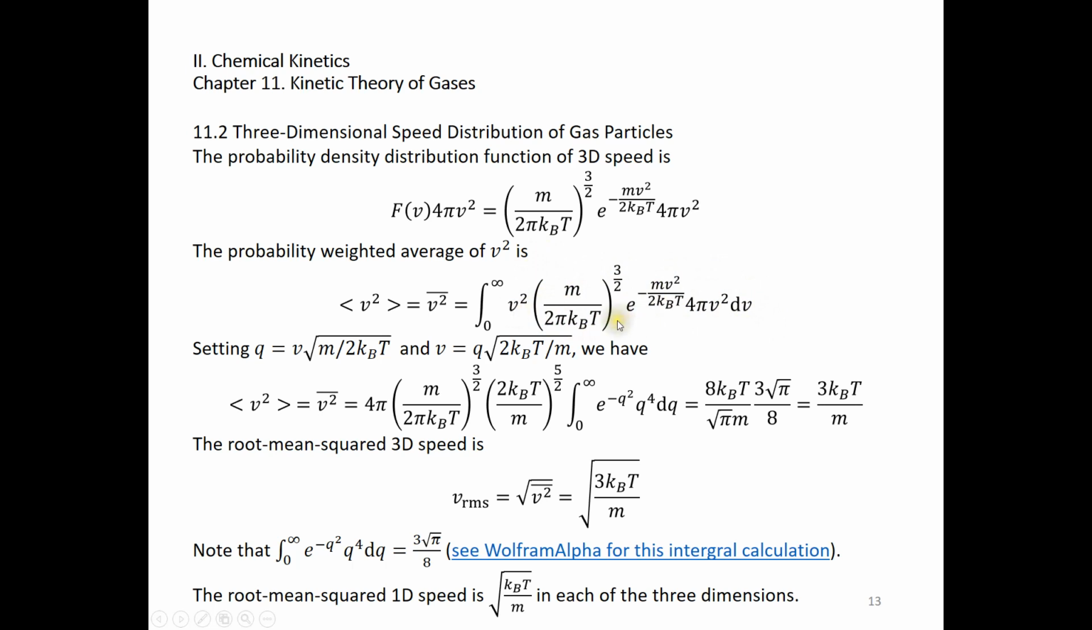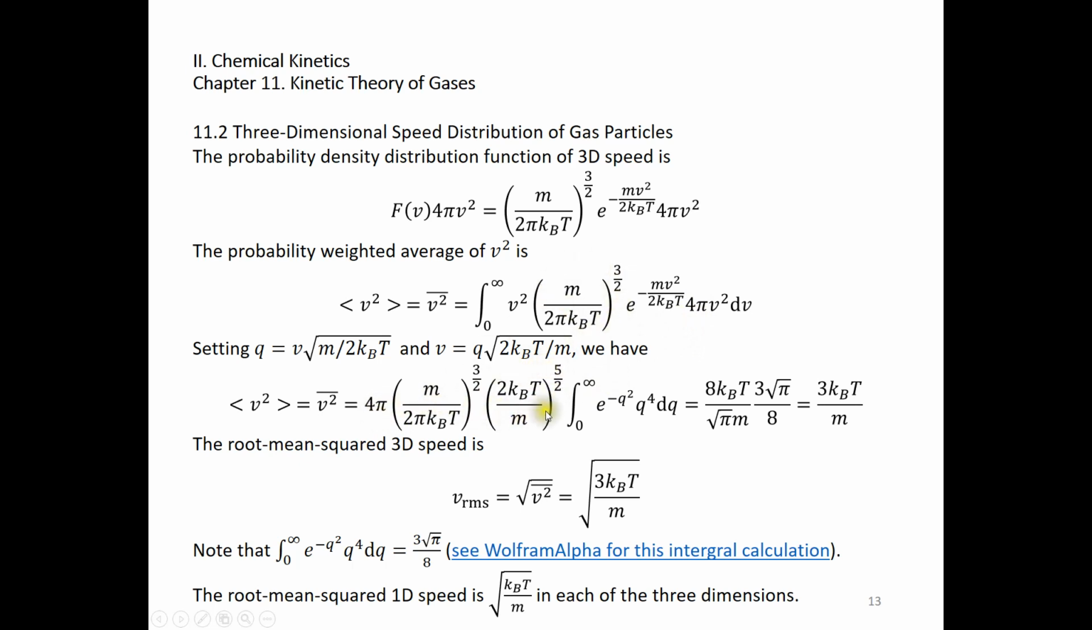And again, we just set variables to make things easier. What I'm going to do is set this whole thing to be q squared. So q is just v times the square root of m over 2 kBT. And of course, correspondingly, v is q times the square root of 2 kBT over m. So you use this equation to get this equation. Now we have this integral written. From here to here, a bunch of algebraic operations. I think I copied 4 pi to here. I copied this to here.